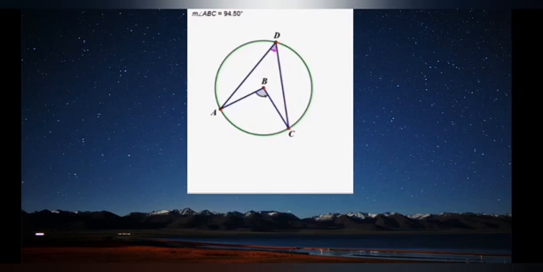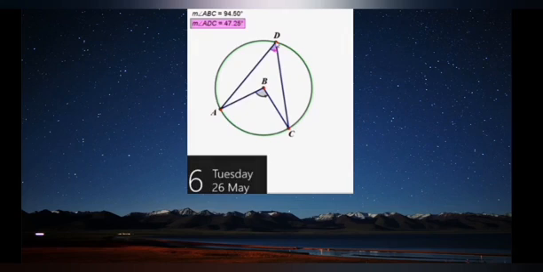Now we want to look at the relationship between those two angles. We have said this is 94.50, and clearly this is 47.25, which is half of 94.50. The angle at the circumference multiplied by 2 should give us the one at the center. Or say, if you divide the one at the center by 2, you get the one at the circumference.